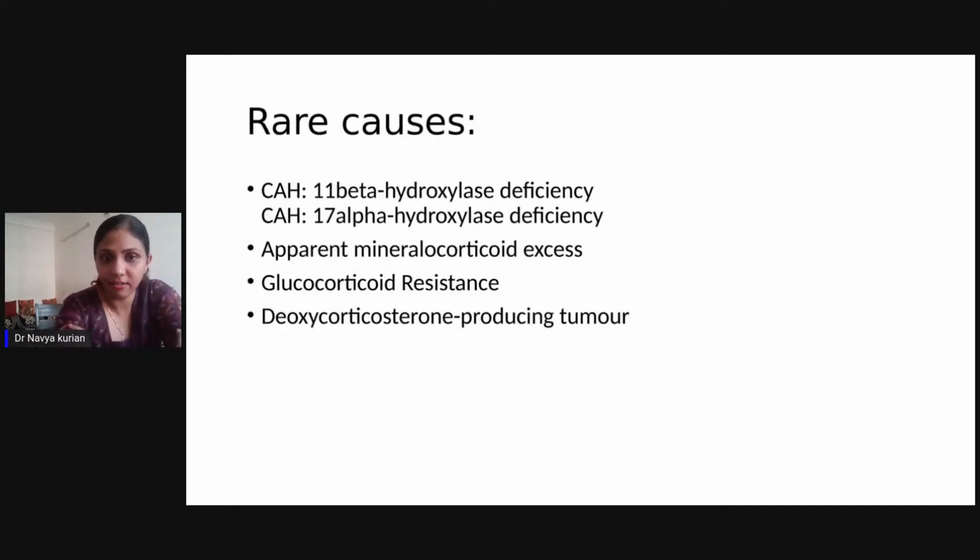Then there are certain rare causes such as 11-beta hydroxylase deficiency, 17-alpha hydroxylase deficiency, syndrome of apparent mineralocorticoid excess, glucocorticoid resistance, and deoxycorticosterone producing tumors. Due to the constraints of time, it can be discussed in some other sessions.